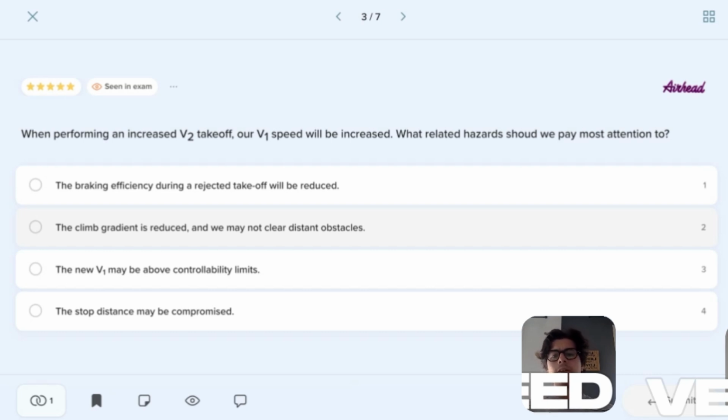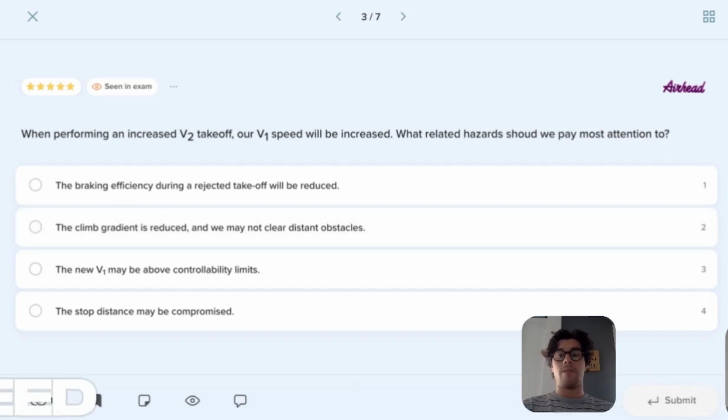Of course, increasing our V1 will mean that we will have a faster speed in case of a rejected takeoff. So we'll need more accelerated stop distance. However, this is something that we'll cross-check during the performance calculations to make sure that we are within the required brackets. The braking efficiency during a rejected takeoff will be reduced.